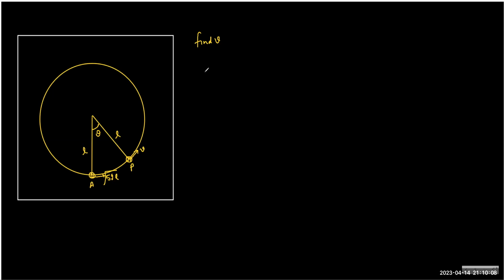Yeah, that seems to be correct. So we have half mVA square plus 0, no potential, equals half mv square plus mgl into 1 minus cos theta. Is this what you did? Yes, yes, sir. Very good. Then you are supposed to get the right answer.